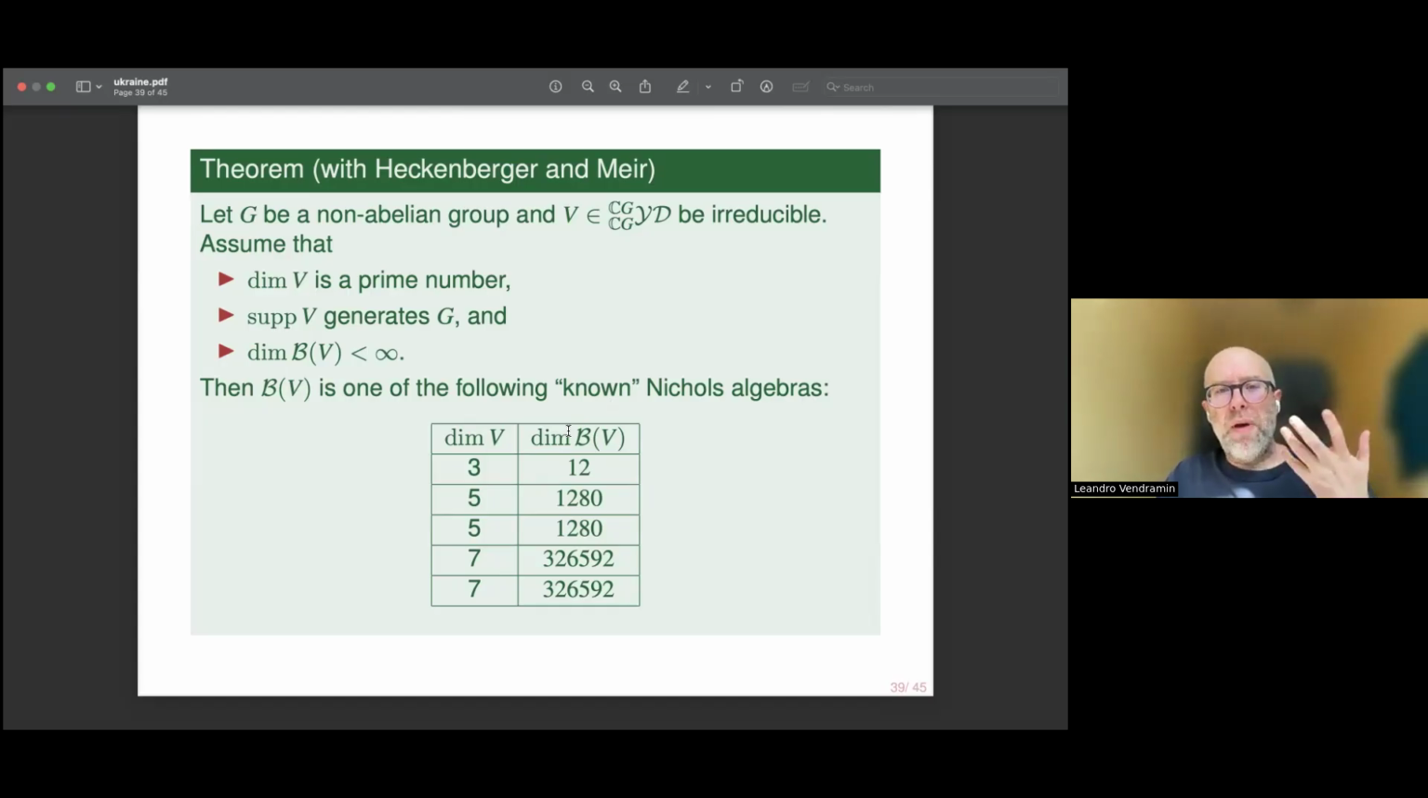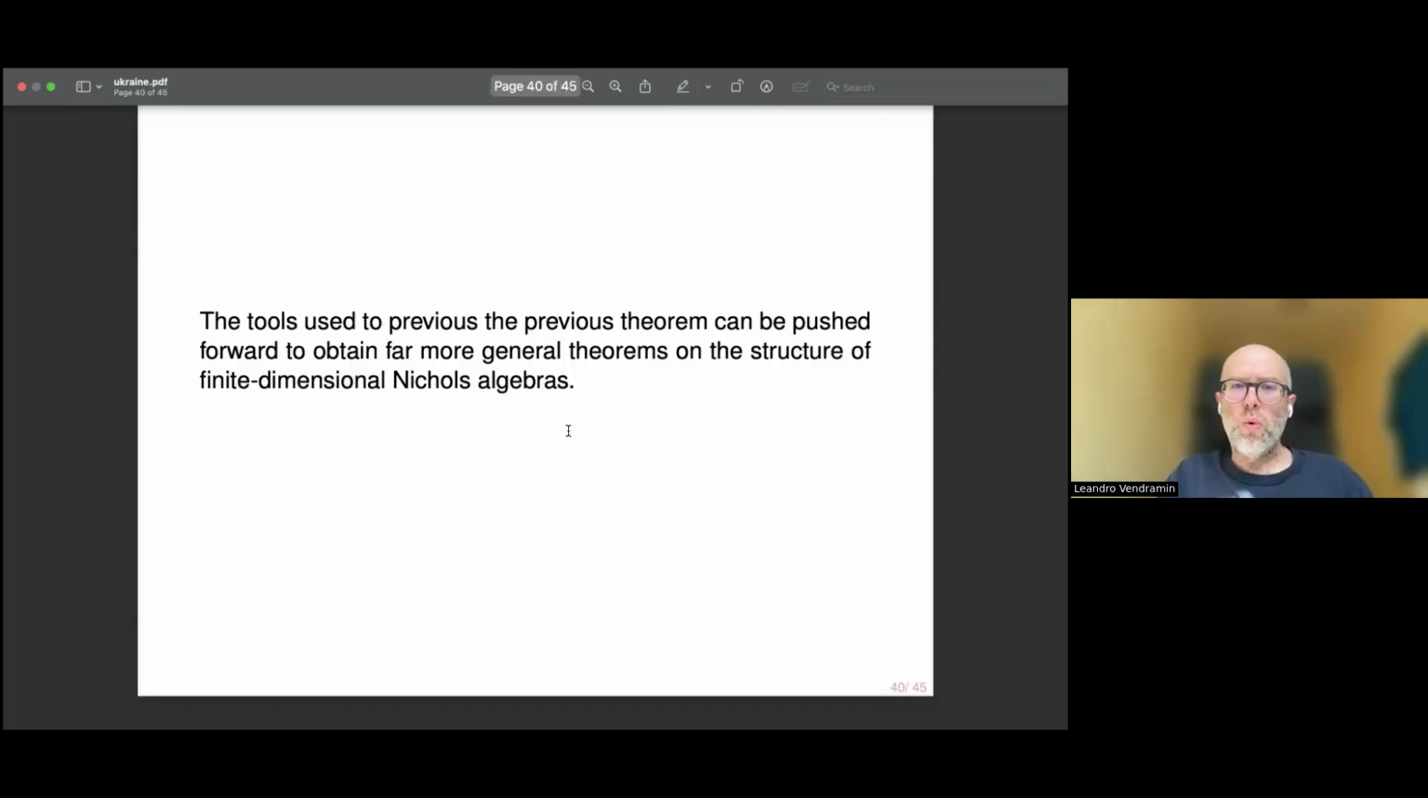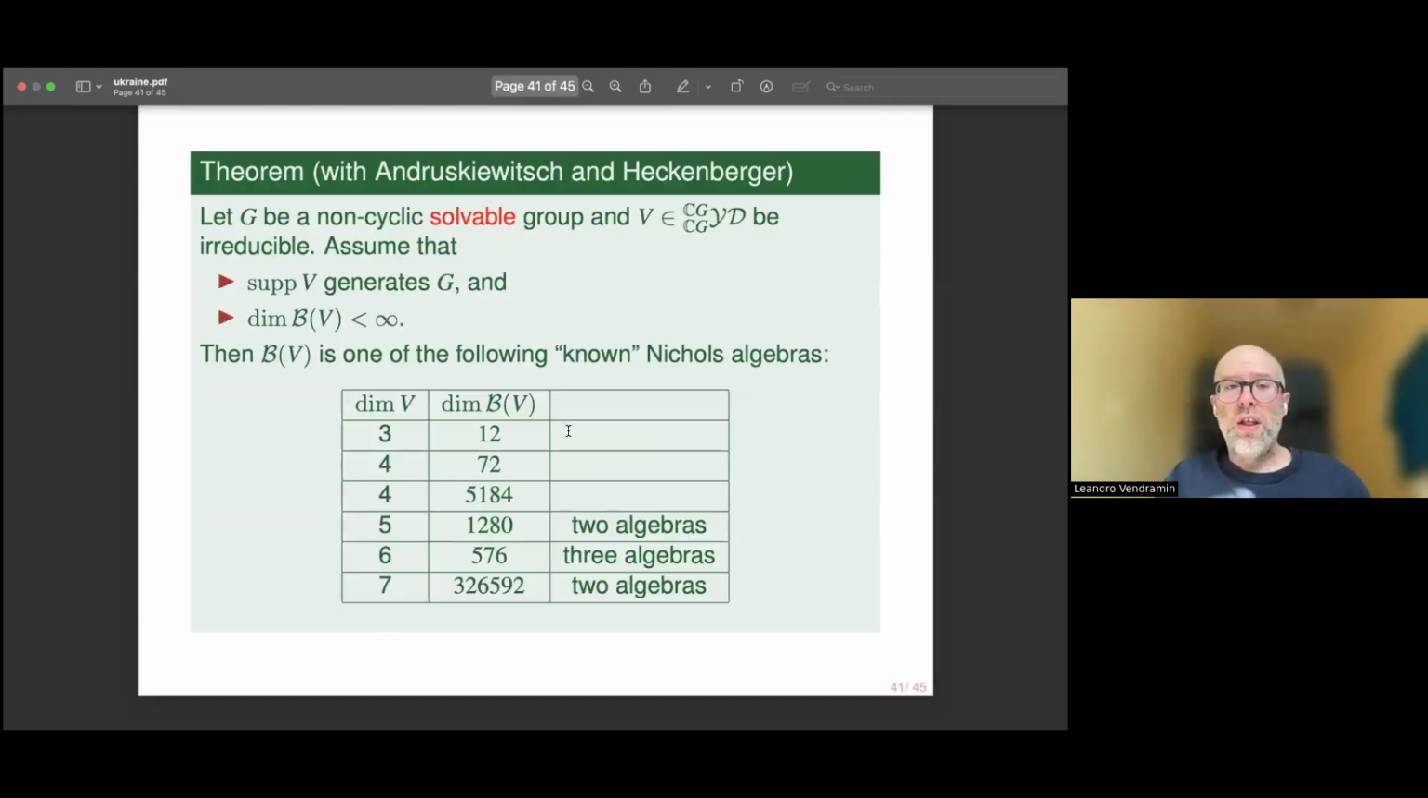And the methods that we use to prove this can be pushed forward to get a stronger result, which is the one I want to mention now. This is a recent result in collaboration with Nicolás Andruskiewicz and István Heckenberger. The theorem says like this: suppose that G is a solvable group. We put non-cyclic because, if it is cyclic, it's abelian, and then we are inside the diagonal type case, which was solved.